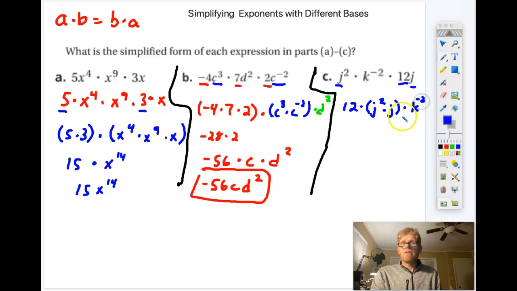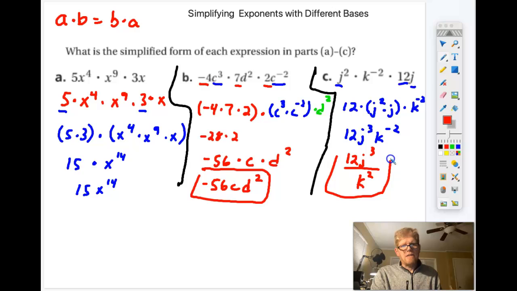So j to the second times j times k to the negative second. We're going to have to deal with that negative exponent in just a second. In the meantime, we'll take care of our 12. And our two j's are multiplied together. That gives us j to the third. And then since we have times k to the negative second, we can't leave it like that. We've got to get rid of that negative exponent. So we'll move it down to the bottom. We'll take its reciprocal and make it a positive exponent. So that's going to be 1 over k to the second. So we'll just put k to the second down here on the bottom, and that is our final answer.